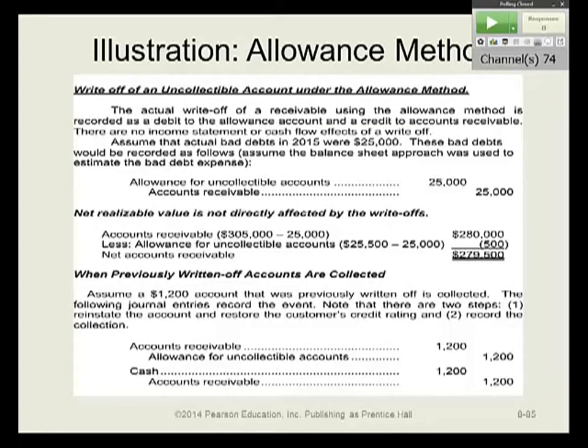There's always two steps in a recovery. The first one restores the credit rating and puts the allowance back. It reverses out part of the write-off or the entire write-off, depending on the client, and then records the collection.